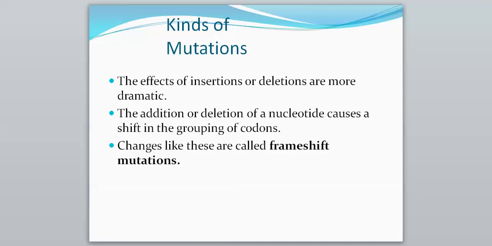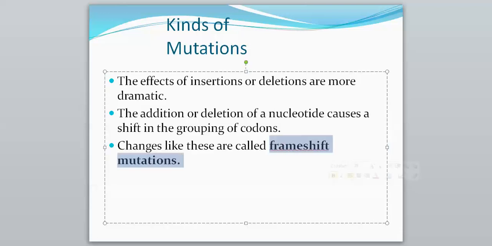However, the effects of insertions or deletions are going to be more dramatic, because it's going to either put in a whole different amino acid or take out a whole amino acid. The addition or deletion of a nucleotide causes a shift in the grouping of codons, and changes like these are called frame shift mutations. Frame shift mutations change the entire way that we read our protein chain, so they are a lot more problematic than a simple substitution.